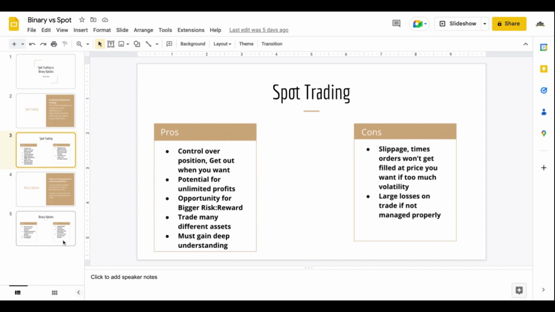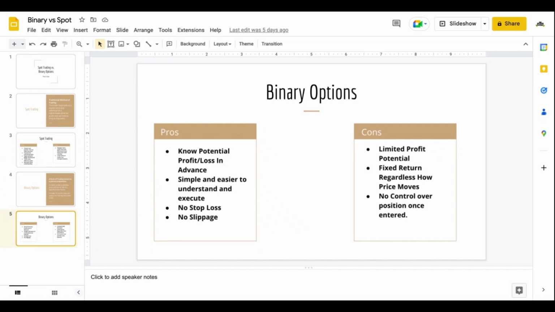So binary options. What are the pros and cons of this? Okay, so the pros of the binary options is you know how much you're going to win and lose in advance. So when you place a trade in binary options, you're not going to lose more than what you put up in that investment.